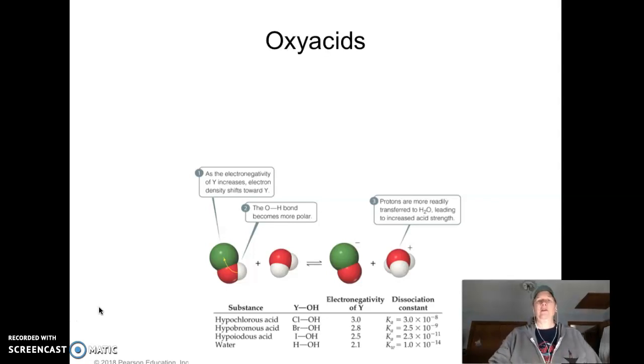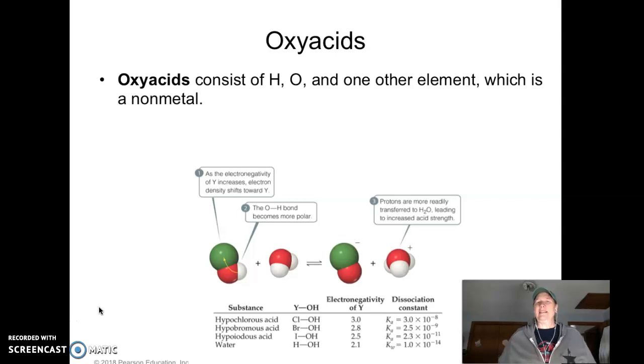Okay, so again, oxyacids are anytime you have hydrogen, oxygen, and one other element. It could be sulfur, like sulfuric acid. It could be nitrogen, like nitric acid. If it's HNO3, it's nitric acid. If it's HNO2, it's nitrous acid. You know, they have some version of that.